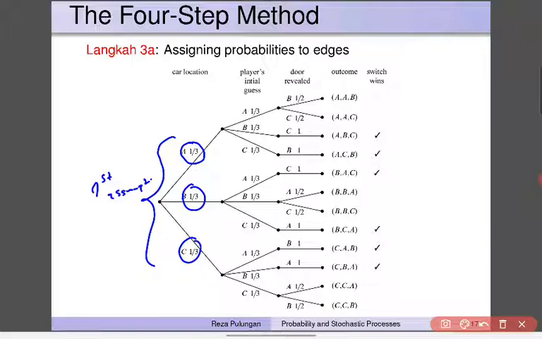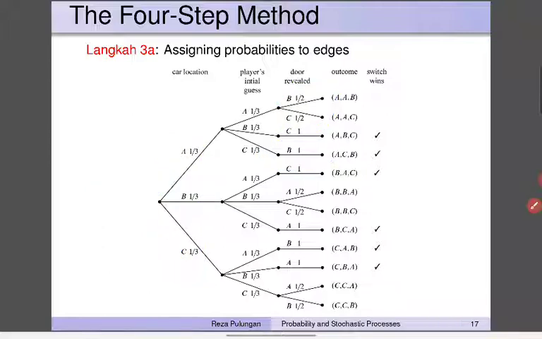Our assumption says that the car is put behind one of the doors randomly and uniformly. In a similar manner, we are going to assign the probability of this edge. Pay attention to this one. Now in this case, because there are only two alternatives, to make it uniform, the probability of each alternative is equal to 1/2. For this one, it is an extreme case because there is only one alternative, so the probability of the edge is equal to 1.